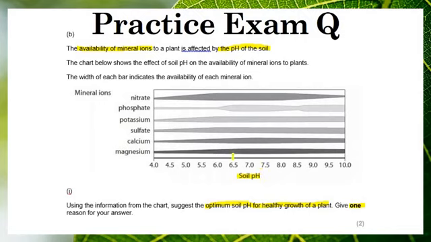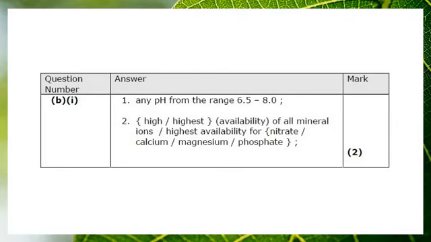So the earliest pH that you could recommend, or the lowest pH, would be going up from 6.5, where all the bars are showing you've got a readily available amount of mineral ions to plants, up until about 8, because you notice there's this little narrowing over here, so any pHs within this range would be accepted by the mark scheme. And again, just to put it in words, so you have the highest availability of all mineral ions for your plant. You could list each mineral ion separately if you'd like to, but that will give you your 2 marks.